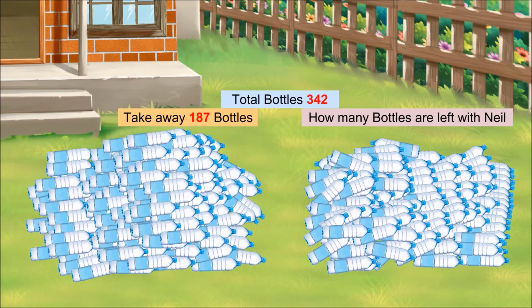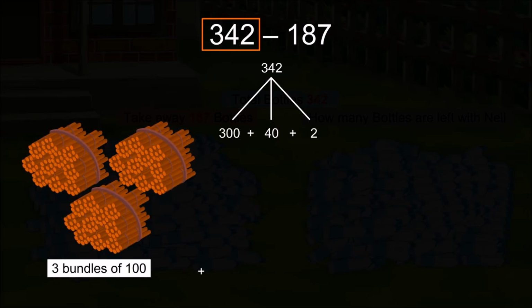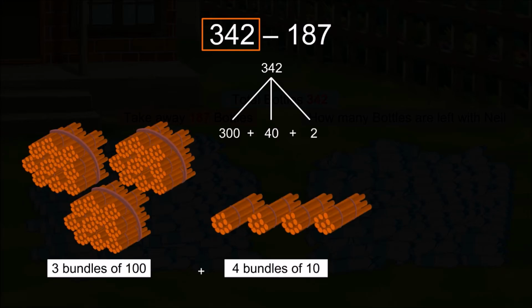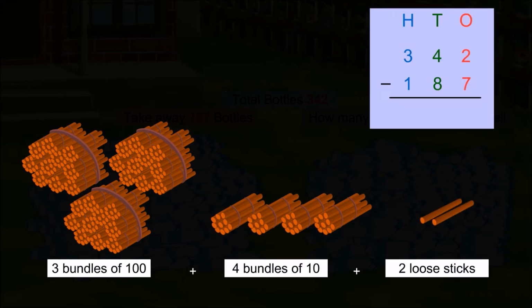So, to subtract, Neil represents the bigger number using bundles of hundreds, tens, and loose sticks. He represents 342 by using 3 bundles of 100, 4 bundles of 10, and 2 loose sticks. Then he writes both the numbers vertically under hundreds, tens, and ones column. He starts subtracting from ones.